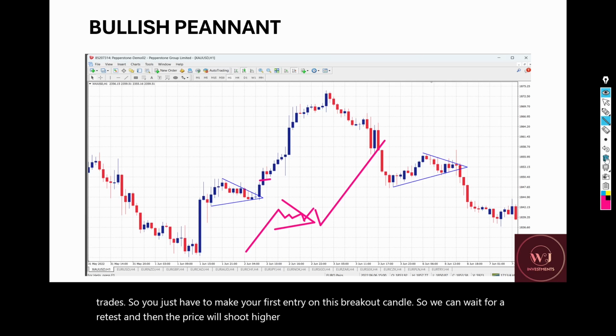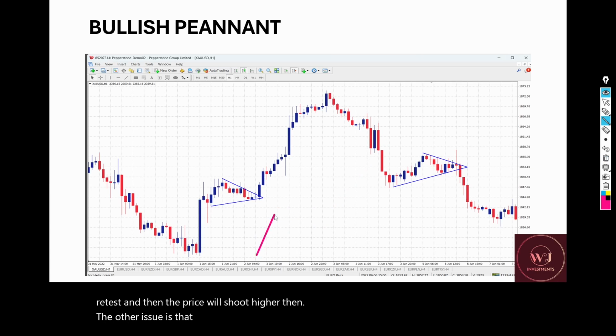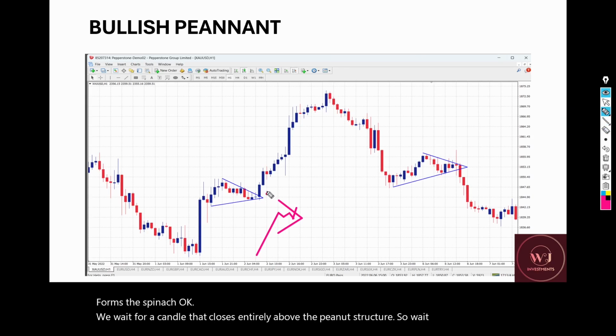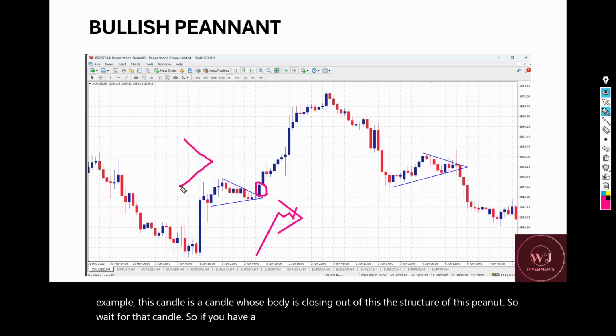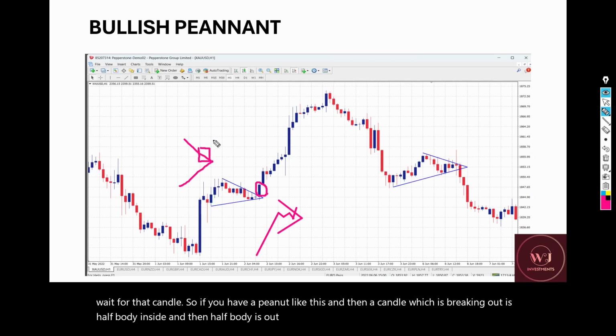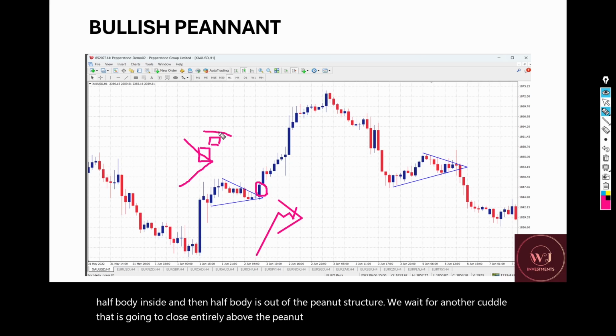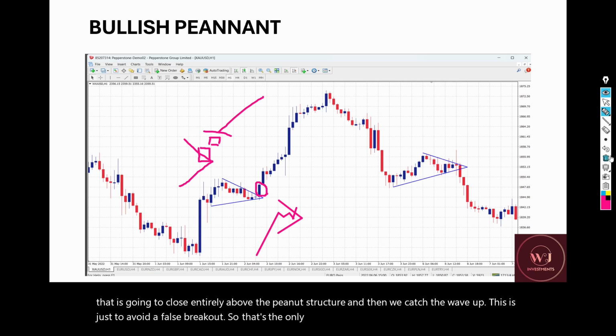The other issue is that when the price forms this pennant, we wait for a candle that closes entirely above the pennant structure. For example, this candle is a candle whose body is closing out of the structure of this pennant. So wait for that candle. If you have a pennant like this, and a candle which is breaking out is half body inside and half body outside the pennant structure, we wait for another candle that is going to close entirely above the pennant structure, and then we catch the wave up. This is just to avoid false breakouts.